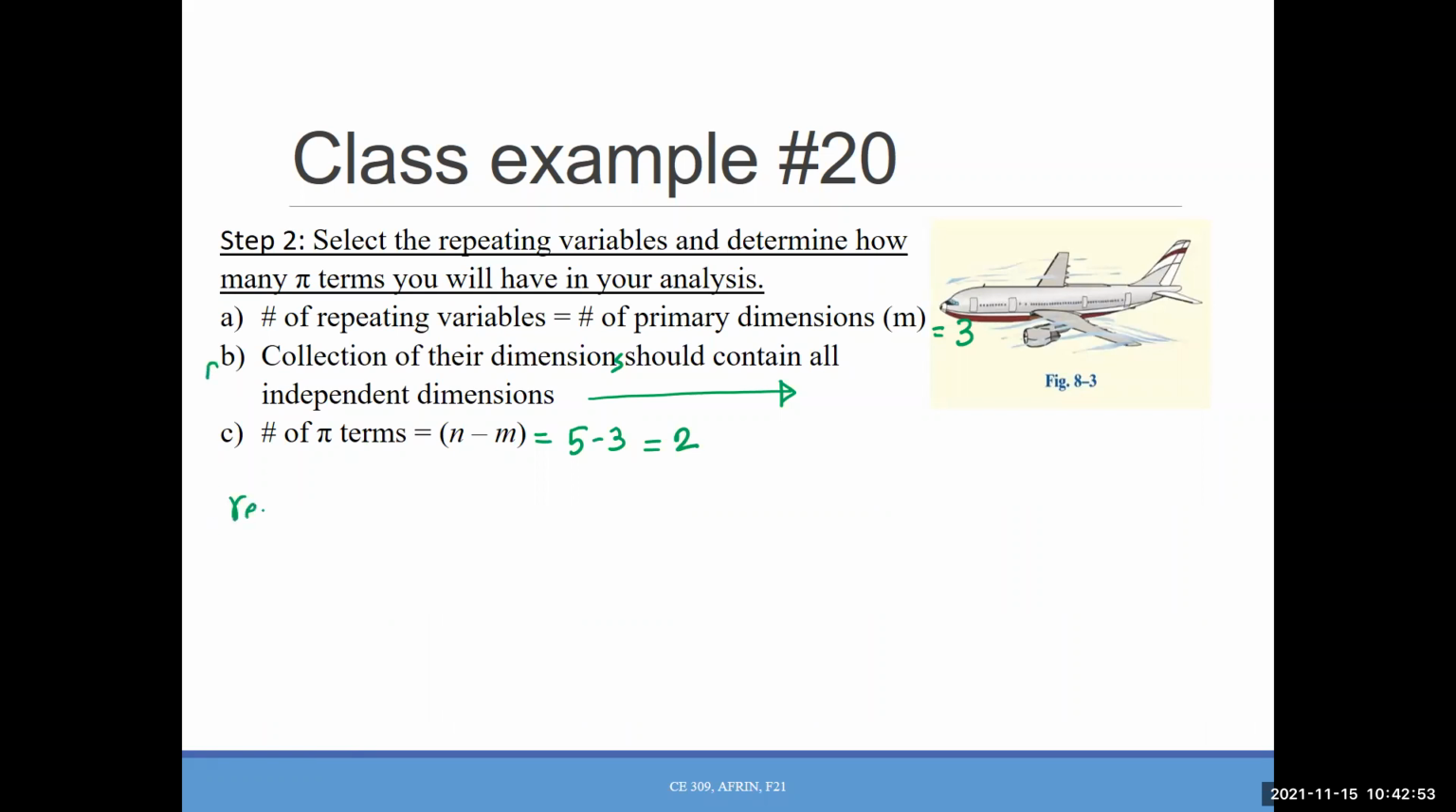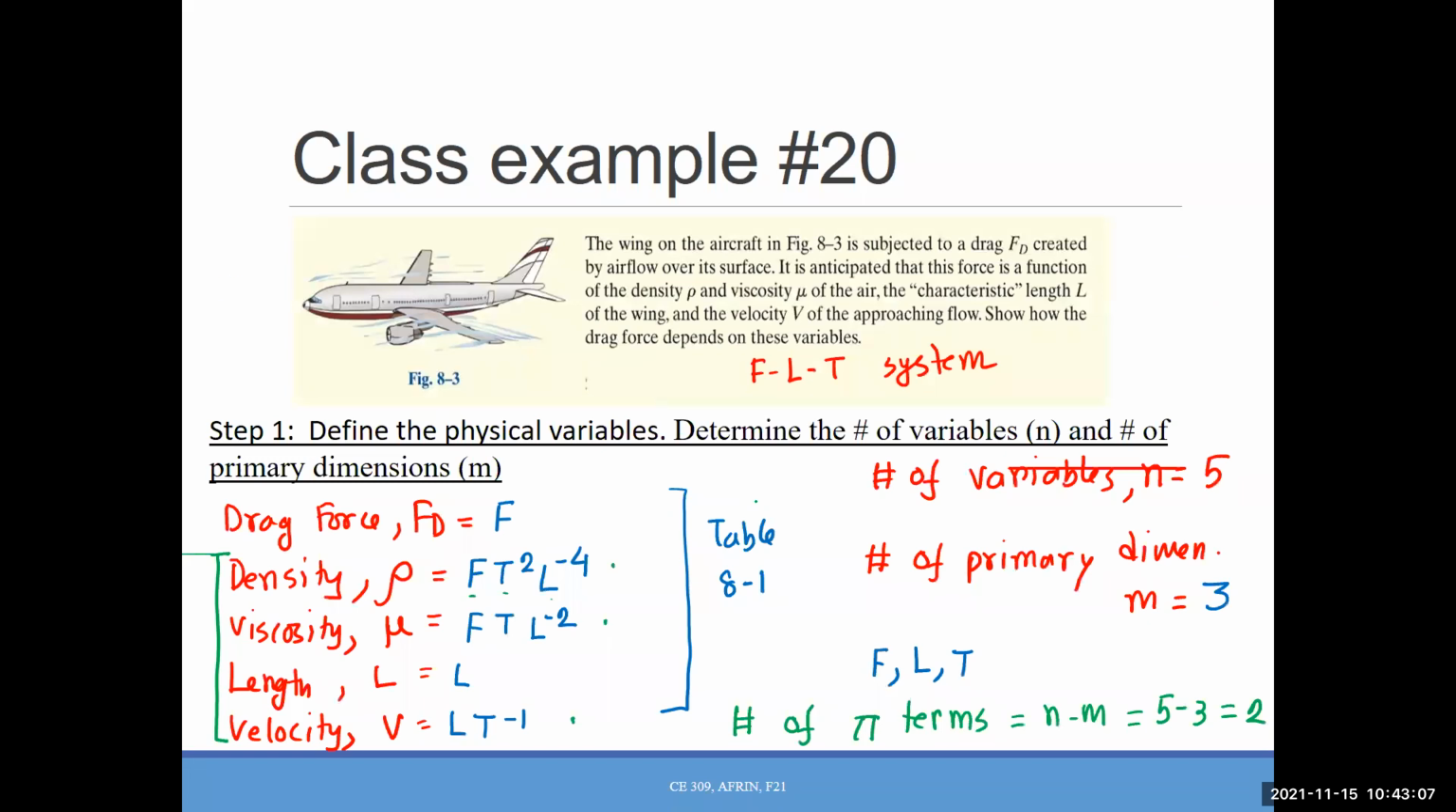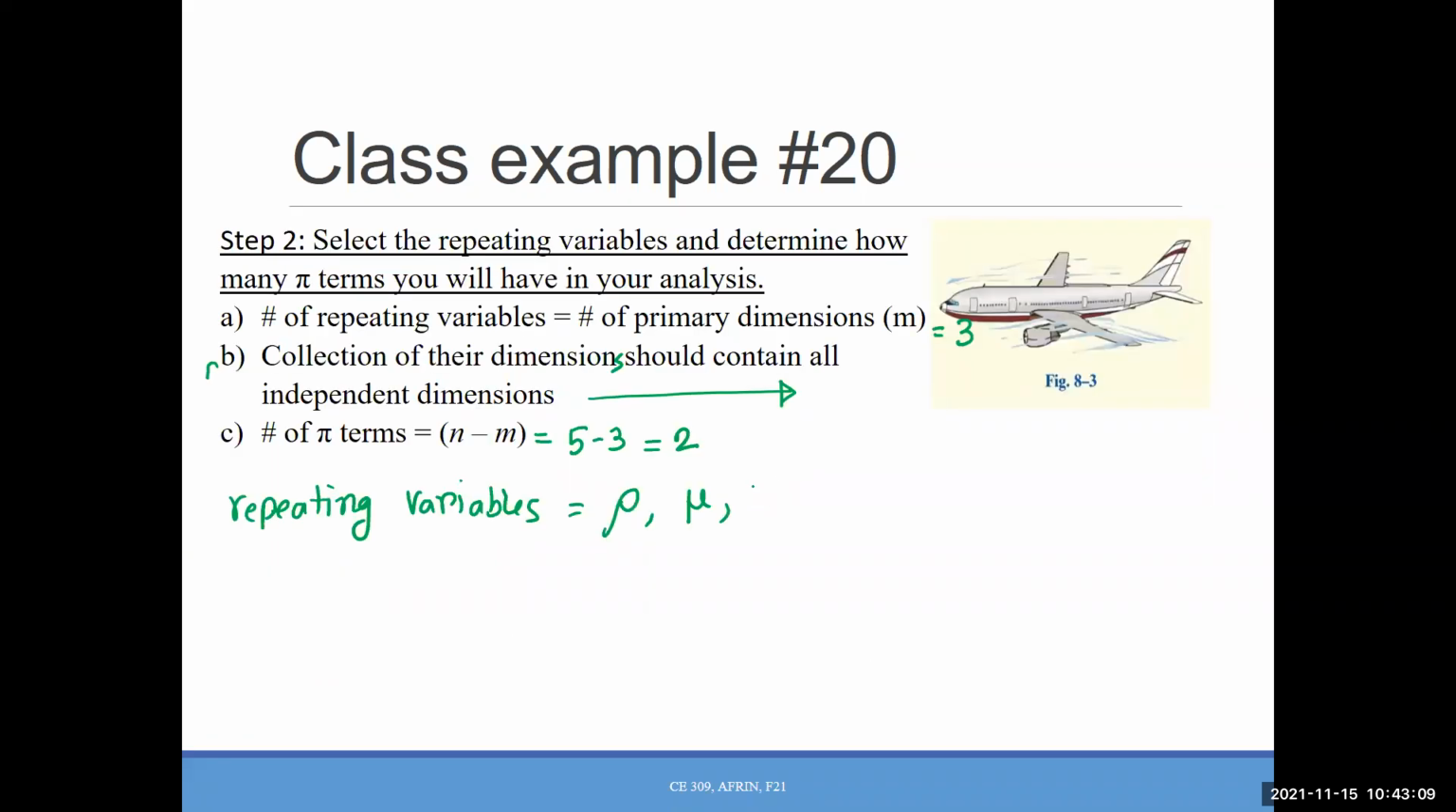So repeating variables: density, viscosity, and what was the other one? Velocity. Okay. So we are done with our step 2 also, right? Now step 3. Are we done, everyone, with this one? Okay. So this one is extra page.